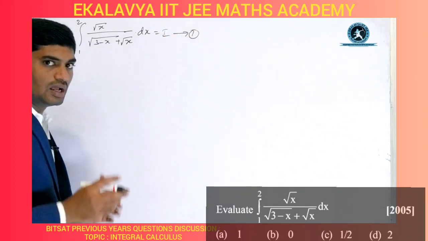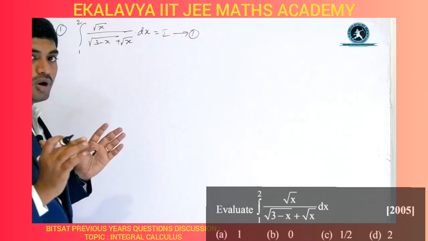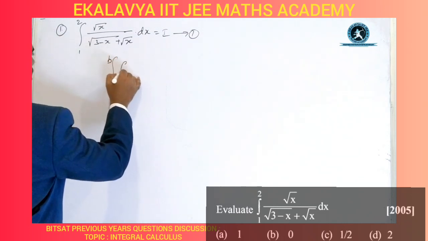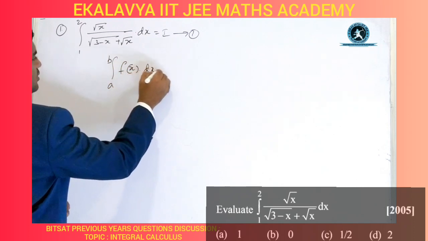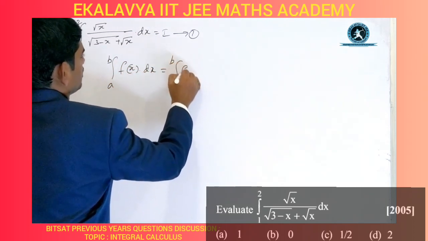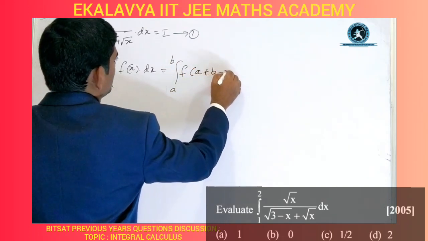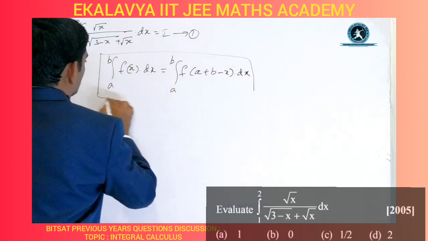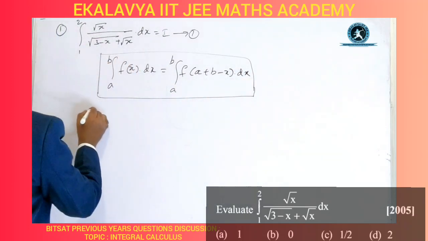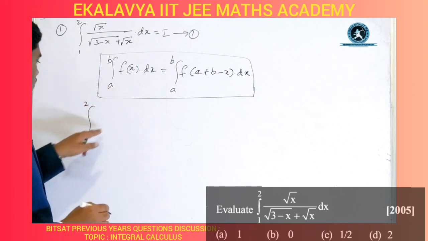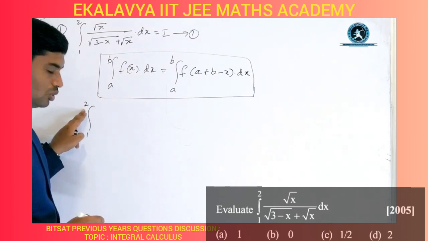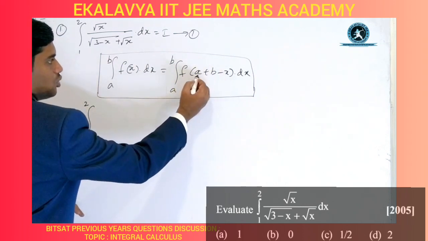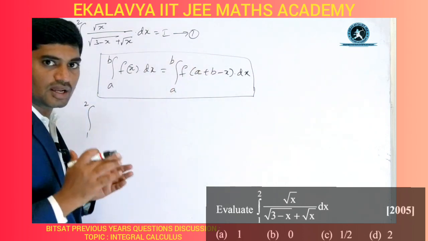Now I am going to use one property: integration of a to b f of x dx is equal to integration of a to b f of a plus b minus x dx. I am using this property here. So now this integral becomes integration of 1 to 2. Now a value is 1 and b value is 2. Now a plus b minus x, so 1 plus 2 minus x, which means 3 minus x.